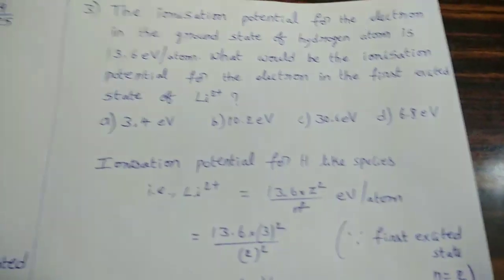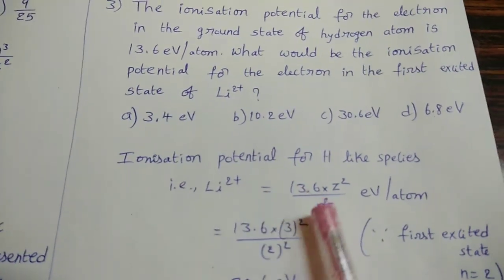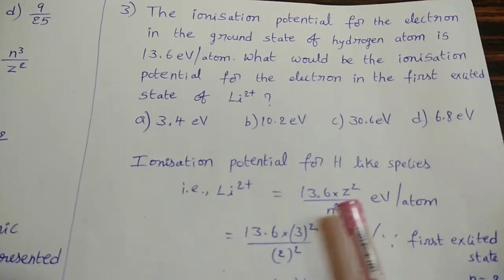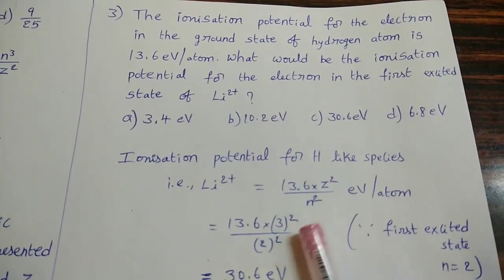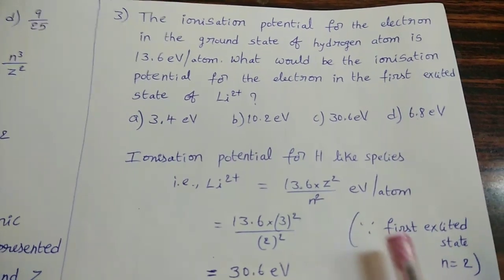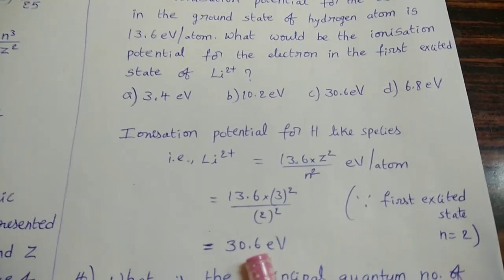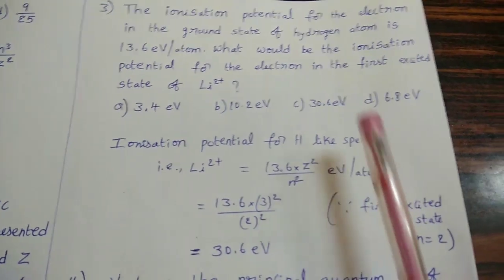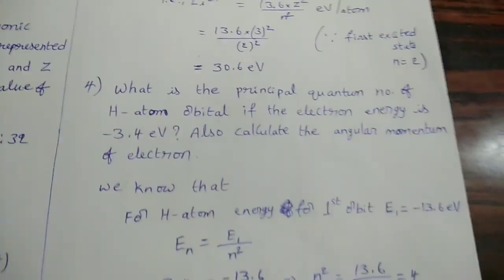Say this, ionization potential for hydrogen-like species, that means Li2 plus. What is the formula? 13.6 into Z square by n square electron volt per atom. Here Z value 3, n value 2, because the first excited state means n value 2. Then we can get this one, 30.6 electron volts. Option C is the answer. Okay. Next, see the next one.